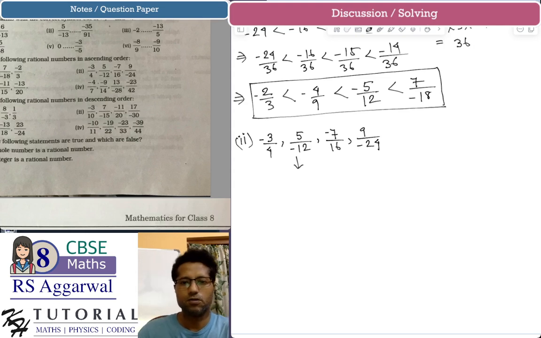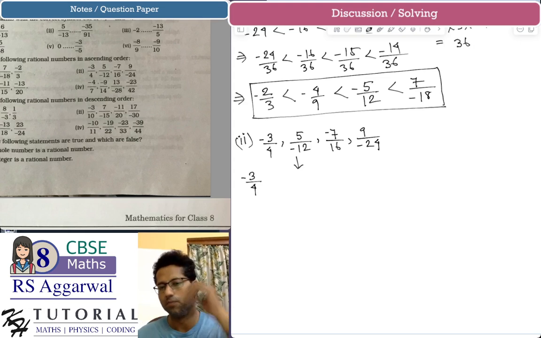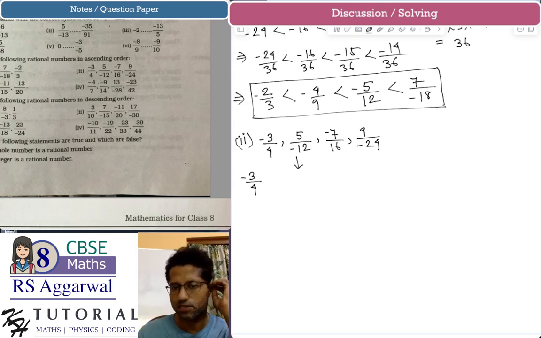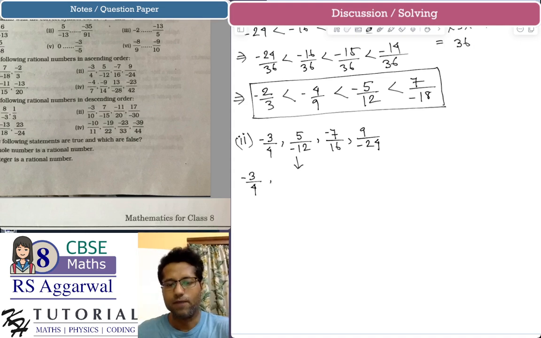First, we have to convert all the 4 rational numbers to their standard form. Minus 3 by 4 is already in standard form because the denominator is positive and the HCF of the absolute value of the numerator and the denominator is 1. Now 5 by minus 12 is not in standard form, as the denominator is negative. To make it positive, it will become minus 5 by 12, which is in standard form.